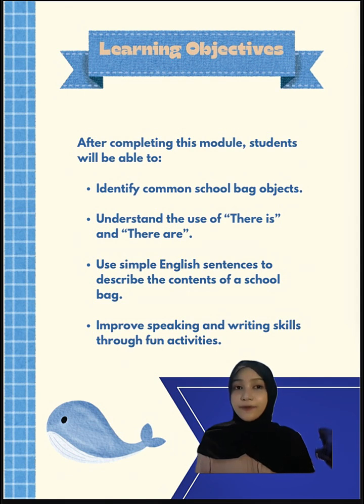So the first is learning objectives. The first section of my e-model is the learning objectives. After completing this module, students are expected to identify common school bag objects, understand the use of there is and there are, describe the contents of a school bag using simple English sentences, and improve their speaking and writing skills.